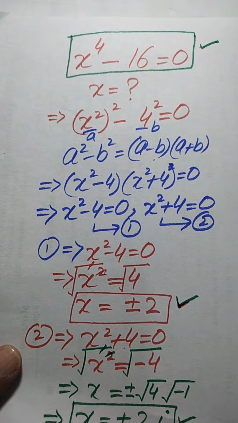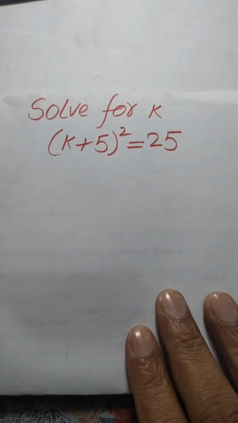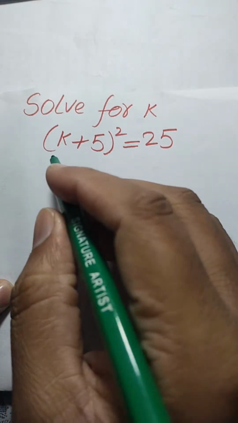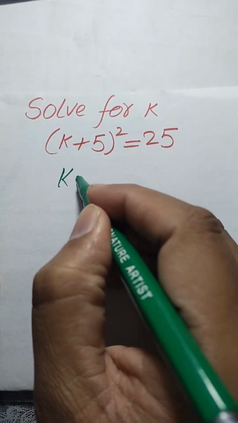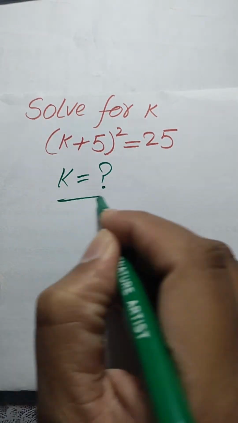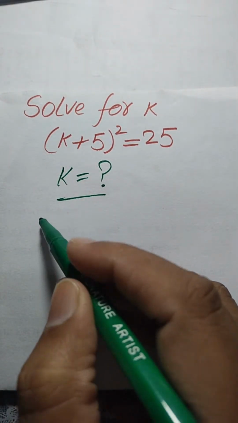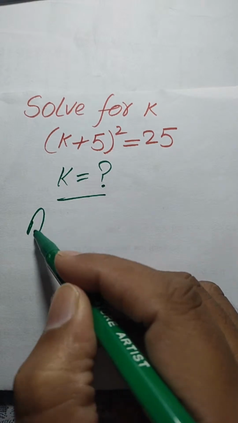So here, let me give you an assignment problem. This is your assignment, and this is a very easy question. You see here, if you have k plus 5 whole square is equal to 25, then how can you get the value of k? So I am waiting for your answer in the comment section. Please find the value of k in this problem.